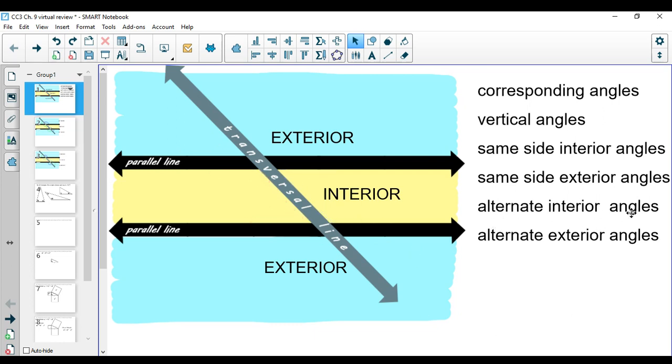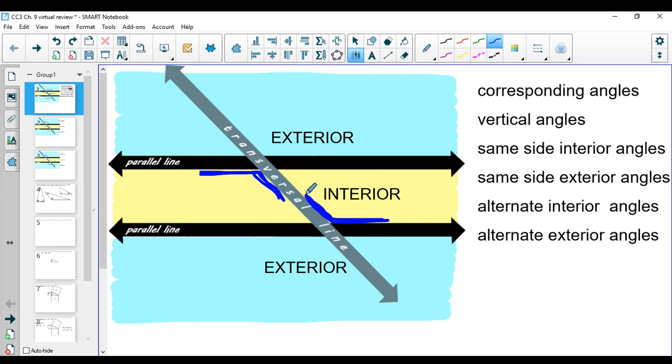Going to alternate interior and exterior angles. So interior angles, I'm going to pick an angle on the inside of my parallel lines, and I want alternate interior, so I'm going to do the angle on the opposite side that's the exact same size. Okay, alternate interior angles are always equal. So these are alternate interior angles because they are equal to each other and they're inside the parallel lines.